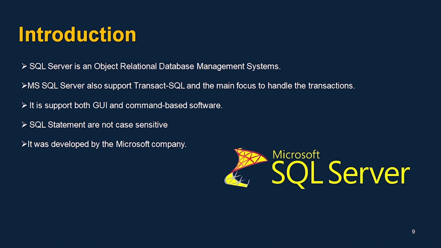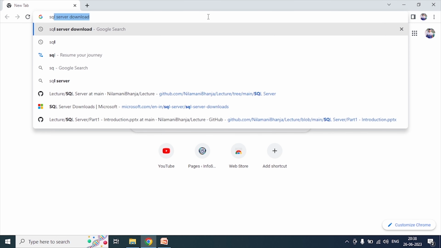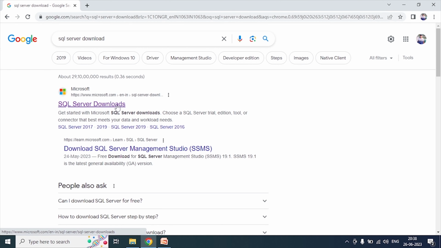Now it's time to set up SQL Server on our local machine. So please follow the steps to install SQL Server on your system. So here is the SQL Server setup. We will move to our local system to learn the way to install SQL Server. Now I will open the Chrome browser on my system. Then after I will type SQL Server download. Then I will click on the first link which belongs to Microsoft.